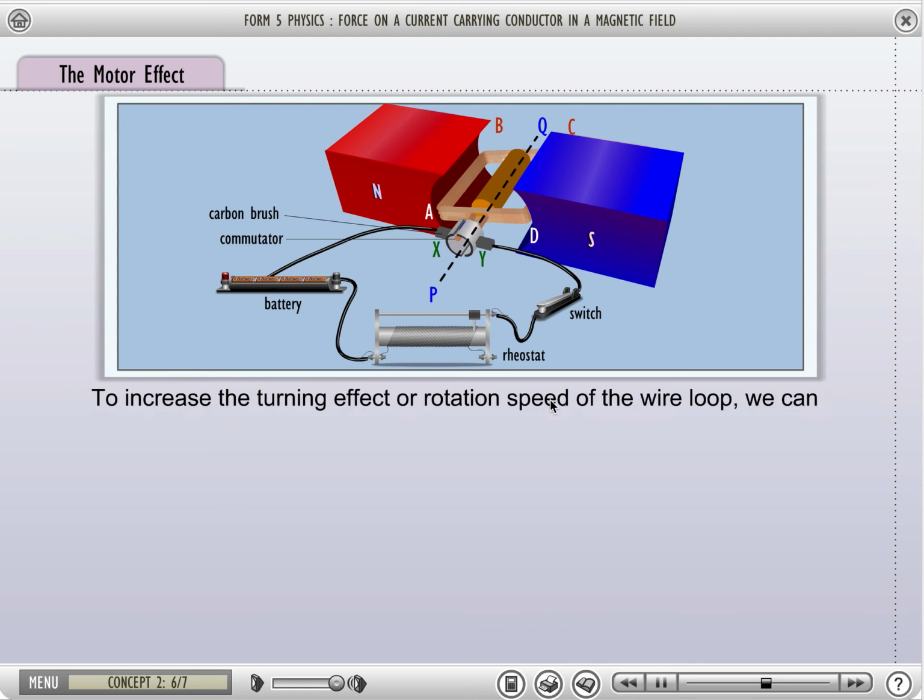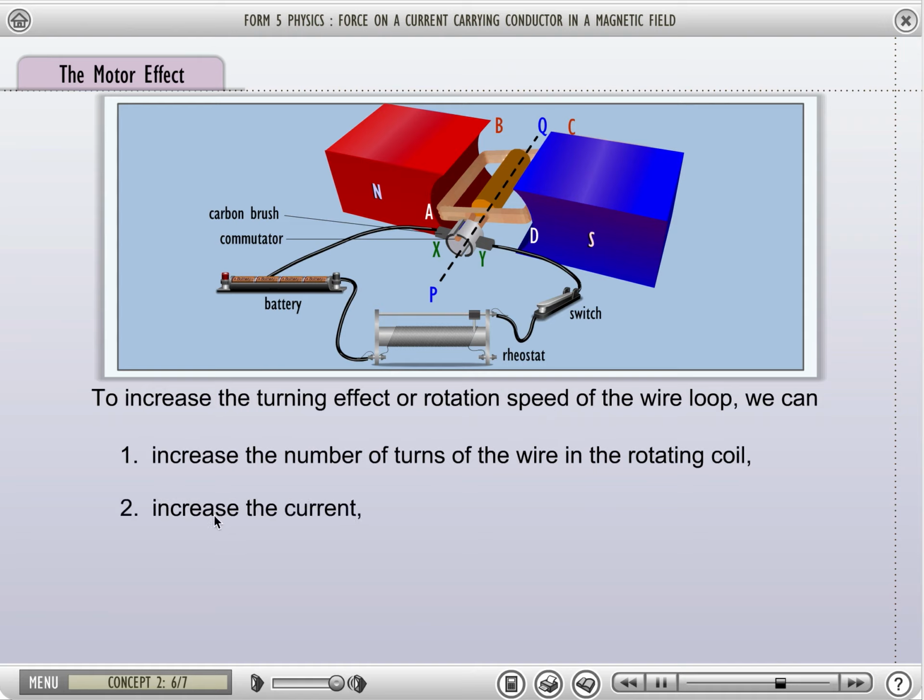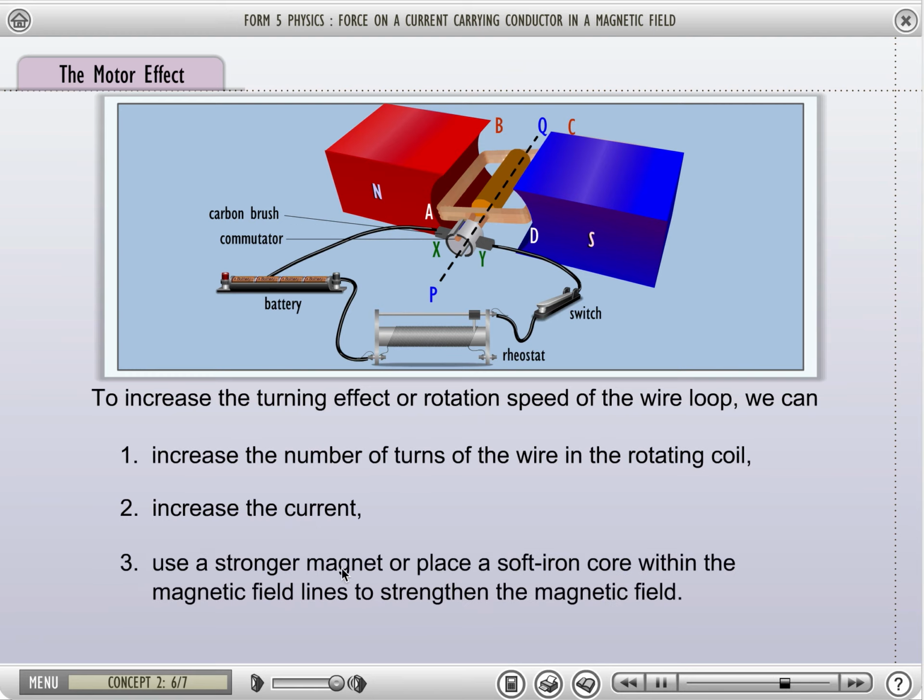To increase the turning effect or rotation speed of the wire loop, we can: 1. Increase the number of turns of the wire in the rotating coil. 2. Increase the current. And 3. Place a soft iron core within the magnetic field lines to strengthen the magnetic field.